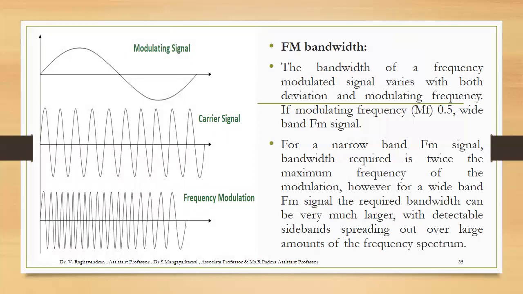So FM bandwidth, the bandwidth of a frequency modulated signal, varies with both the deviation and the modulating frequency. Here we are going to use the modulating frequency. Wide band FM signal: for a narrow band frequency modulation signal, the bandwidth required is twice the maximum frequency of the modulation. However, that is for narrow band. Suppose it is a wide band frequency modulation signal, it requires a much larger bandwidth, with detectable sidebands spreading out over a large amount of frequency spectrum.